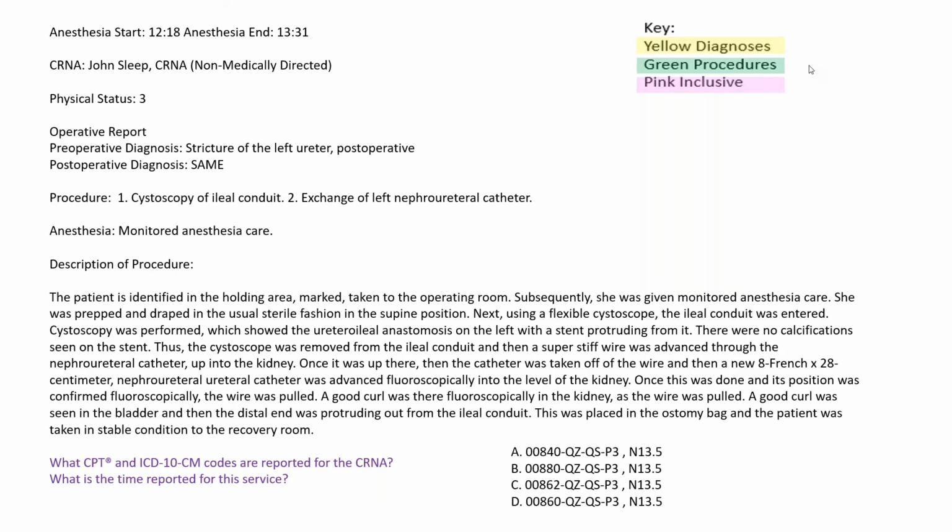Thus, the cystoscope was removed from the ileal conduit, and then a super stiff wire was advanced through the nephroureteral catheter up into the kidney. Once it was up there, the catheter was taken off of the wire, and then a new 8 French 28 centimeter nephroureteral catheter was advanced fluoroscopically into the level of the kidney. Once this was done and its position was confirmed fluoroscopically, the wire was pulled. A good curl was there fluoroscopically in the kidney as the wire was pulled. A good curl was seen in the bladder, and then the distal end was protruding out from the ileoconduit. This was placed in the ostomy bag, and the patient was seen in stable condition to the recovery room.